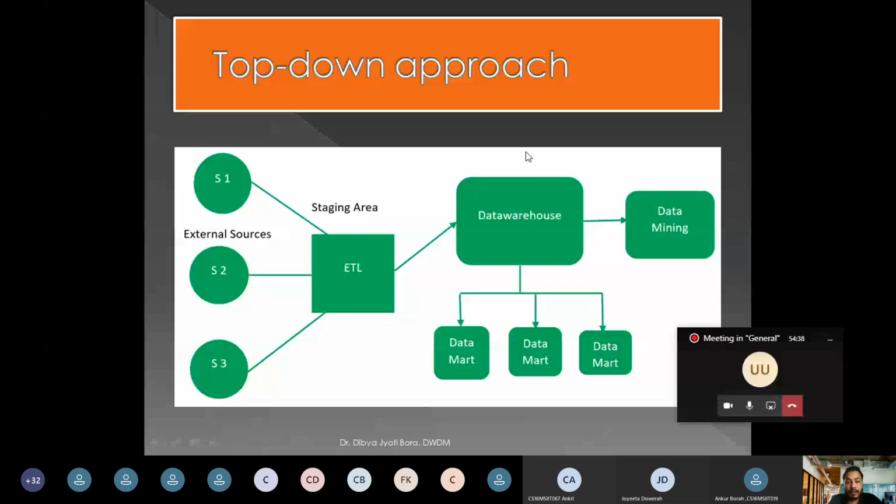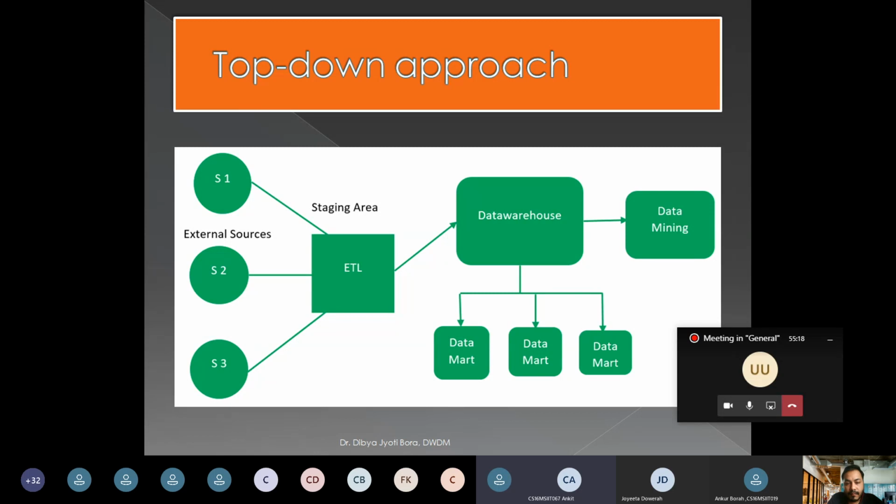Look at this figure. You have seen that external sources are there, then the staging area, then the data warehouse, data mart, data mining, right? So what I'm asking is, I call it a top-down approach of constructing the data warehouse, right? How does it come out to be the top-down approach? Can anybody guess any idea regarding this?